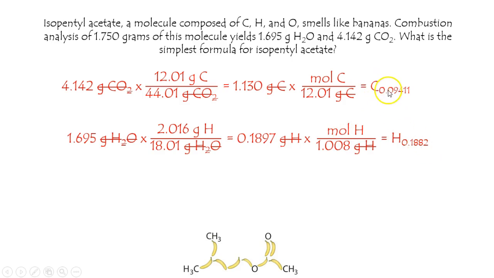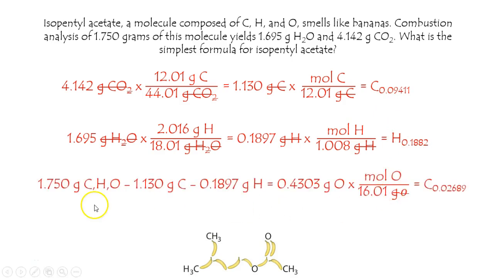It looks like a ratio of 1 to 2 for carbon to hydrogen. Good. Now the rest of it must be oxygen. So we had 1.75 grams. We've accounted for some of it, but we still have 0.43 grams remaining. Dividing by its molar mass, we get the relative abundance of oxygen.